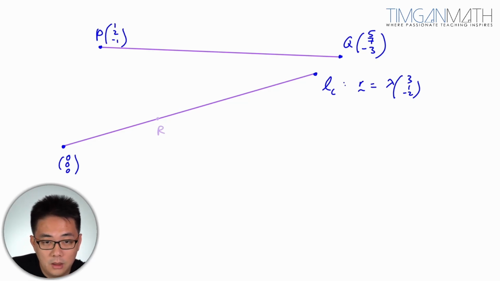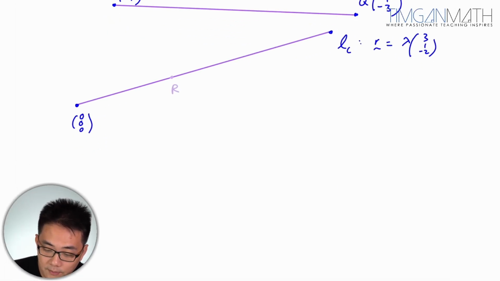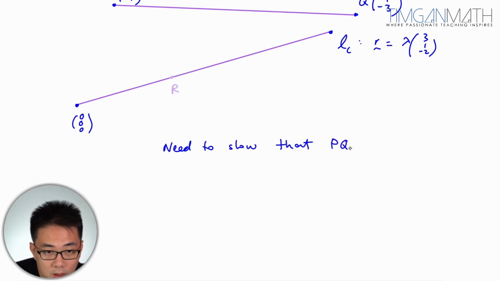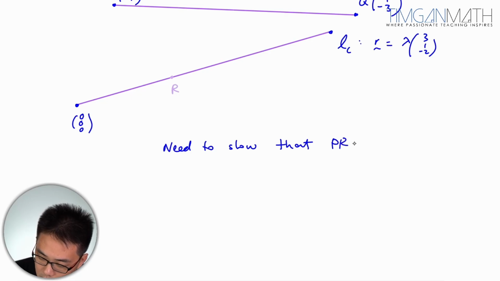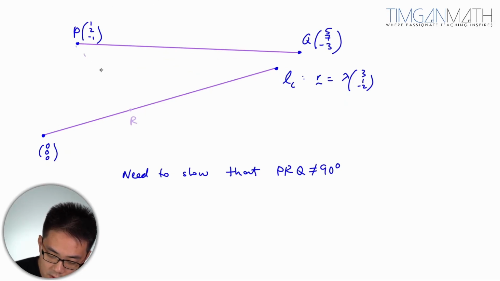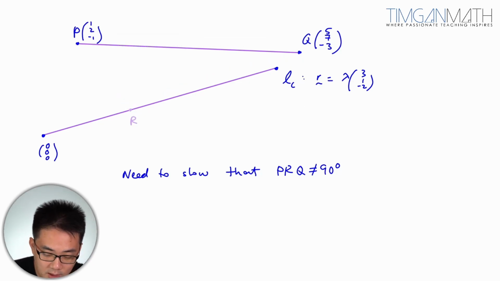Then we're using A equals minus 3, so this is what we're going to do. We're going to show that it is not possible. We need to show that angle PRQ is not 90 degrees. In other words, we need to show that this cannot be 90. This diagram obviously is wrong, but we want to show that this could not be 90.